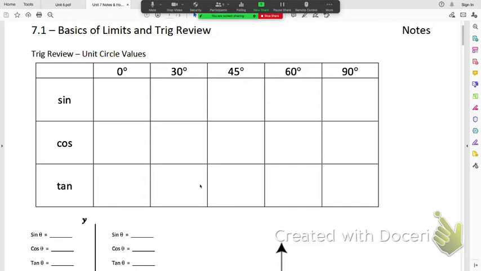Okay, so we filled in the corresponding radians to go with each of these. This was pi over 6, pi over 4, pi over 3, pi over 2. Now, when we built this chart to begin with, I'm not going through the entire process of where these came from.